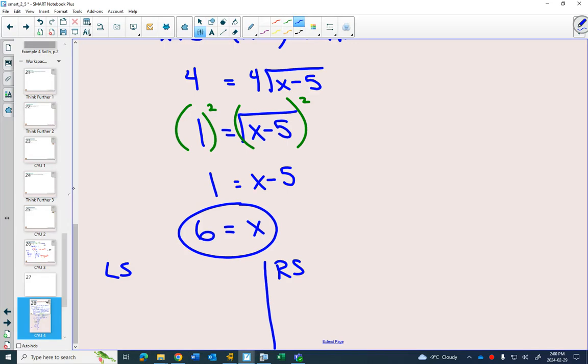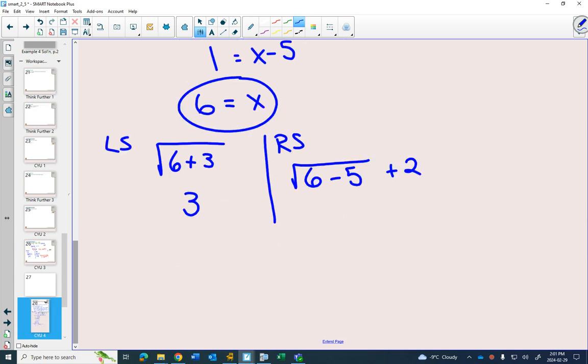So I'm going to go to my left side. My left side, original equation was just the square root of x plus 3. So I replaced the x with 6. 6 plus 3 is 9. Square root of 9 is 3. No negative square roots. Seems like we got an answer on the left side. Right side was the square root of x minus 5 plus 2. So I'll plug in my 6. 6 minus 5 gives me the square root of 1, which is 1, plus 2. Oh, yes. We are happy. The left side and the right side are the same. And so we know that this answer is correct.